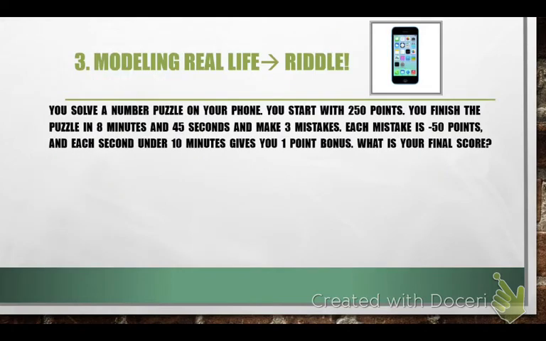So the next problem is a modeling real life problem or a riddle. You solve a number puzzle on your phone. You start with 250 points. You finish the puzzle in 8 minutes and 45 seconds and you make 3 mistakes. Each mistake is worth how many points? Negative 50. So are you getting points or losing points if you make a mistake? You're going to be losing some points from this score up here that you started with.